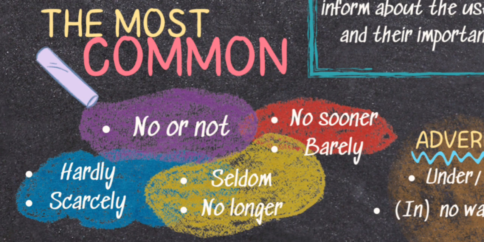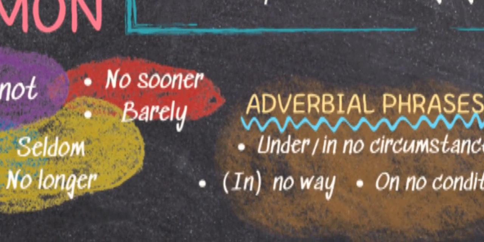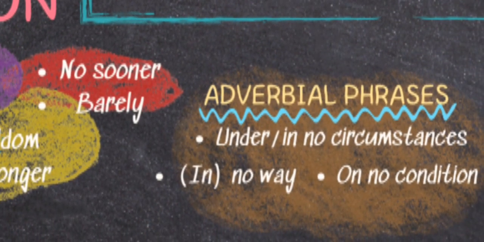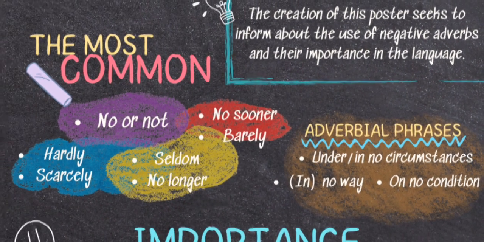Negative adverbs are used in the middle position most of the time. Also, it is really common for the adverb to be used at the beginning of a sentence. We can also find negative adverbials, which are phrases that modify a verb, adjective, or adverb for total negation, such as under no circumstance, in no way, on no condition.